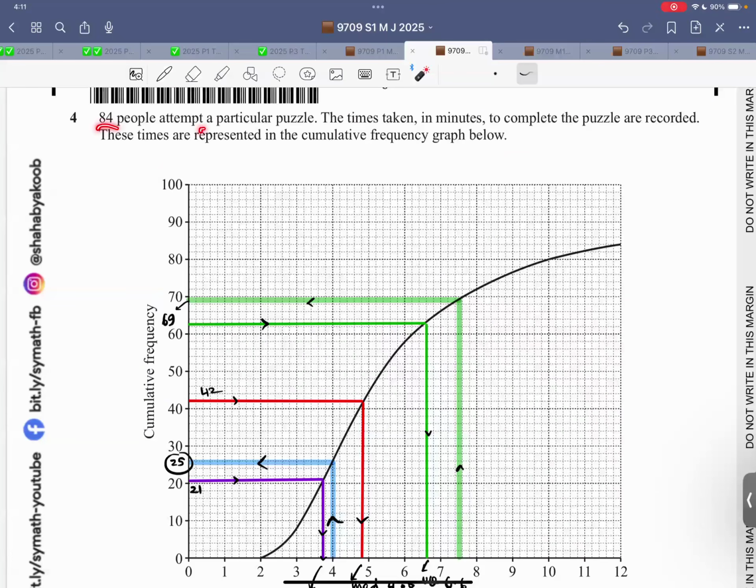84 people attempt a particular puzzle. The time taken to complete the puzzle is recorded. The times are represented in the CF curve. Now, don't be misled by this thing. This number is misleading because someone might think that that is the total cumulative frequency. The total cumulative frequency is 84. It ends over here. This is corresponding to 84. That's the total number of people.